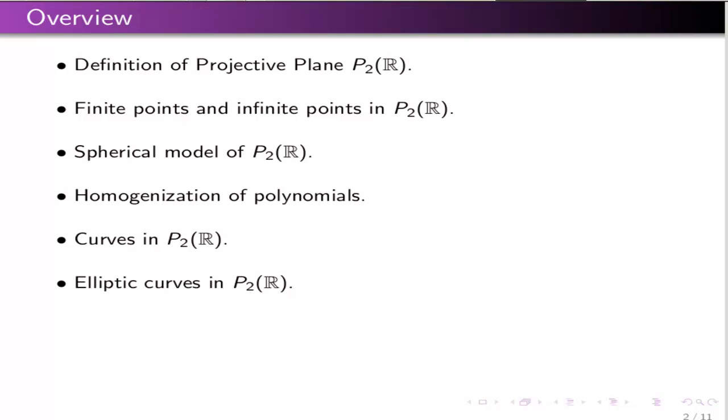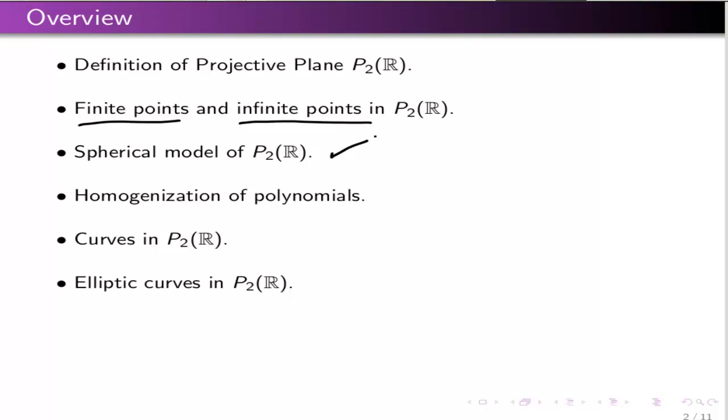There's two types of points in the projective plane. There are finite points and there are infinite points. And it's from this collection of infinite points that we get our point at infinity on the elliptic curve. There's a nice spherical model, a way to think about what the projective plane looks like, a set of points on a hemisphere, where the points at infinity are the points along the equator.